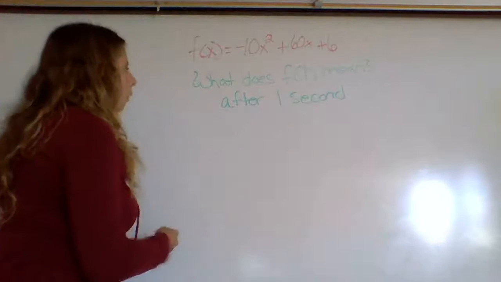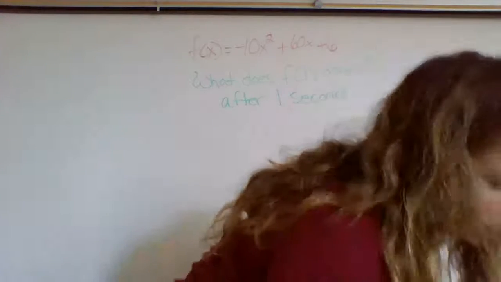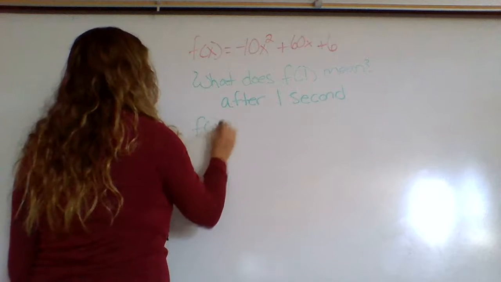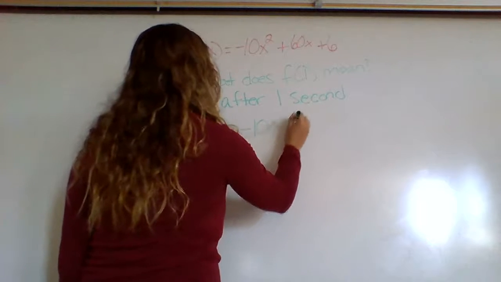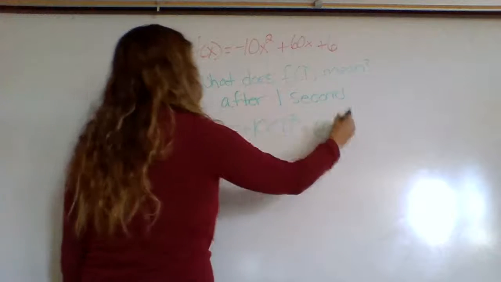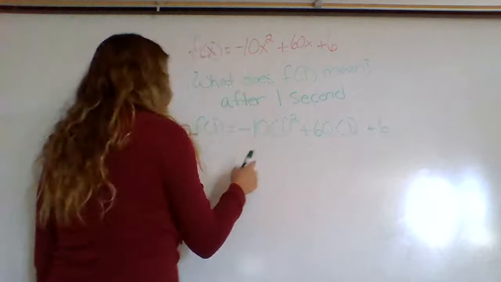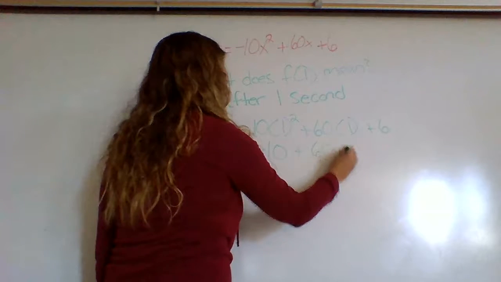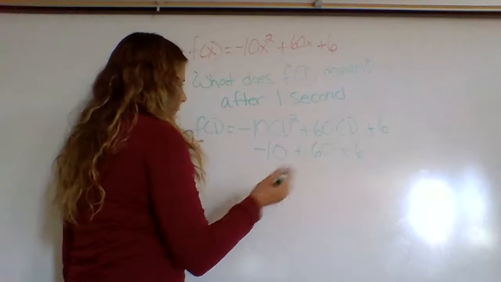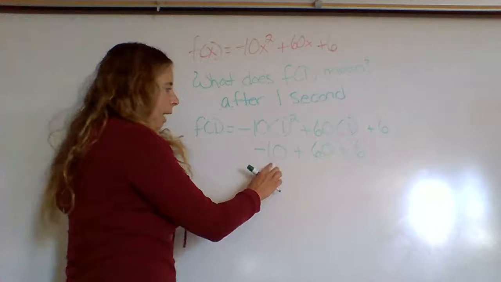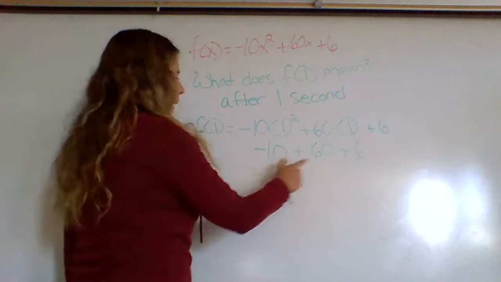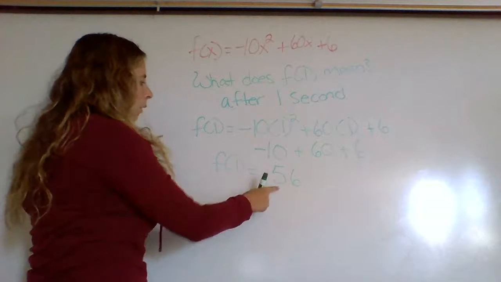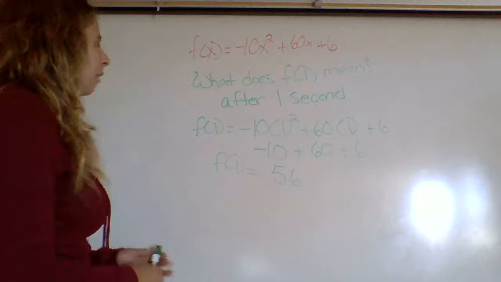B, you have to solve for f of 1, right? Yes, it says find f of 1. So, just like we've been doing, you're going to substitute 1 into your equation and solve. So f of 1, negative 10, substitute it in, plus 60, substitute it in, and then plus 6. So 1 squared is 1 times negative 10 plus 60 plus 6. Oh, and then just combine them all. Negative 10 plus 60. Not 70. Negative 10 plus 60 is 50. Plus 6 is 56. So after 1 second, the arrow is 56 feet in the air. That's what that means. After 1 second, the arrow is 56 feet in the air.